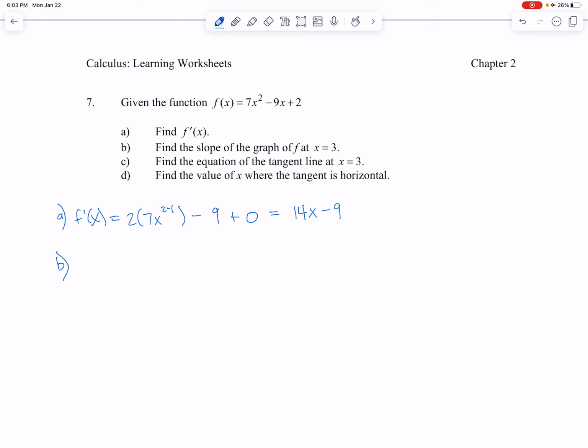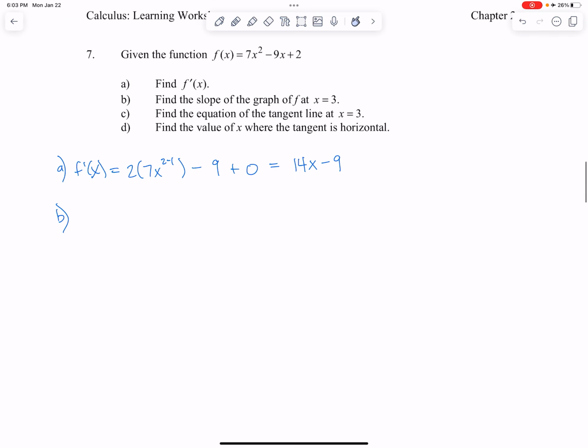Next, we want to find the slope of the graph of f at x equals 3. Well, when you're finding your derivative, that's what we're finding, and we looked specifically at that last time. We broke down what it means to find the derivative, and really it's finding that instantaneous slope. So we will plug in f prime of 3, which gives us 14 times 3 minus 9. And so our slope is 33 at x equals 3.